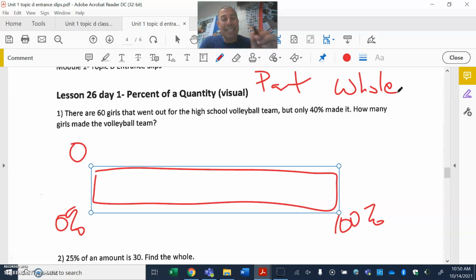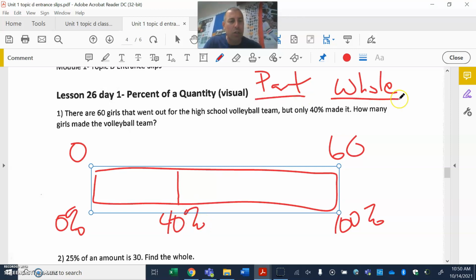So because of that background information, we know that 60 is all of them, which is why it matches up with the 100%. Now I also know that 40% made it. I know 50 is kind of in the middle, so it's a little bit to the left. There's my 40%. So we're just labeling right now. But you always do need to figure out, did I get the part or did I get the whole amount, based on the context?